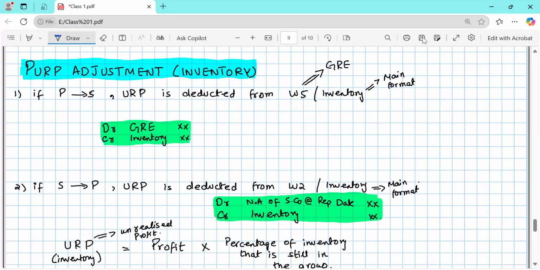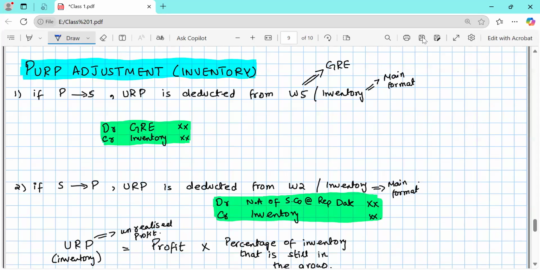Now, if the parent has made a sale, the URP, which means unrealized profit, is deducted from working five, which is group retained earnings, and from inventory. The double entry will look like this: debit group retained earnings. Group retained earnings is kind of like an income item, and the normal balance is credit. When you are reducing that, you are debiting it. And inventory, you will remove that as well, because that portion should not have been considered. So you have to reduce the inventory by that unrealized profit.